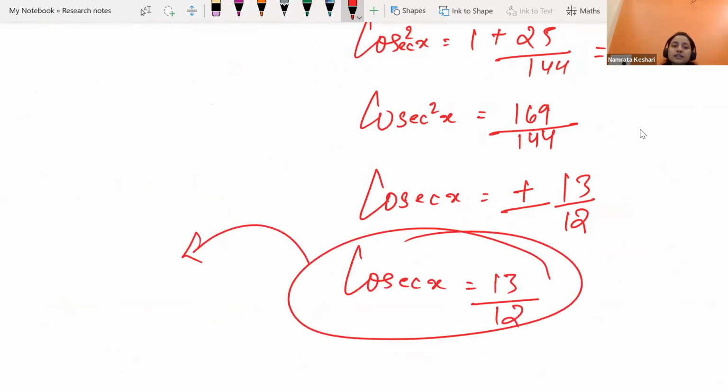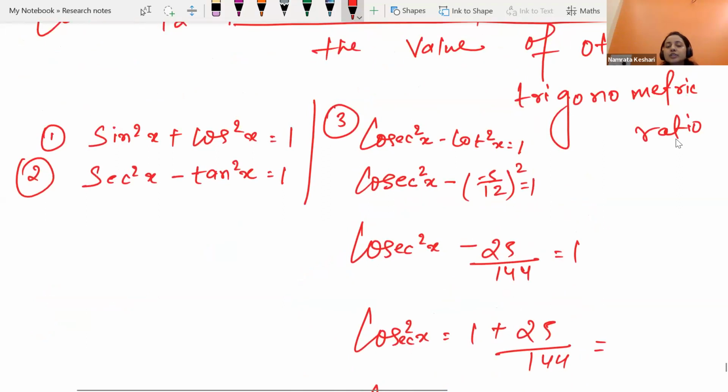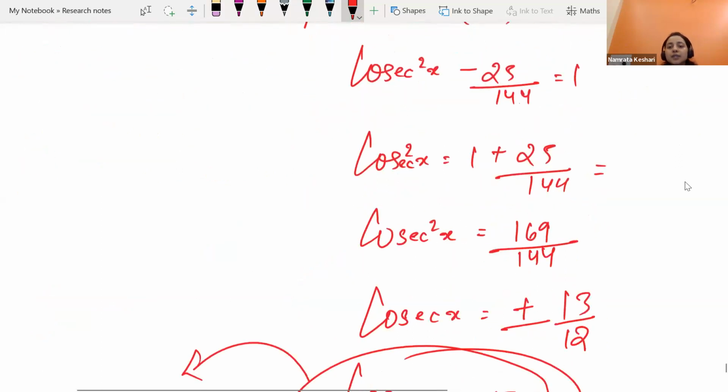And hence sine will be... Ma'am, I didn't understand from where 169 came. You see this identity, Alina? Cosec square x minus cot square x is 1. Here in place of cot, if we substitute the value, can you see it came out as 5 square, that is 25 by 144? Yes, ma'am. Which we have shifted to the other side. Then we will be taking the LCM 144, and in the numerator 144 plus 25, it is 169. Can you see it?